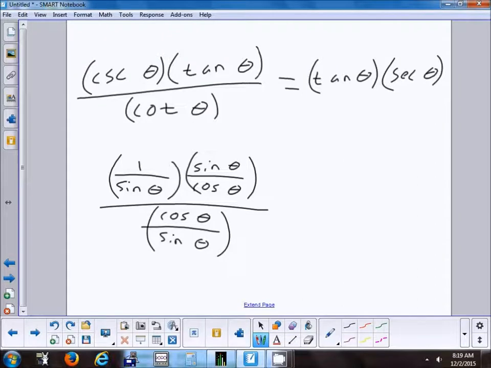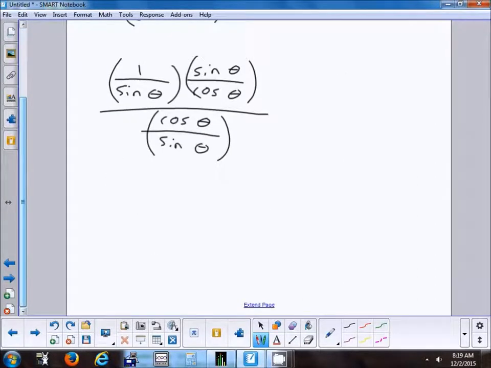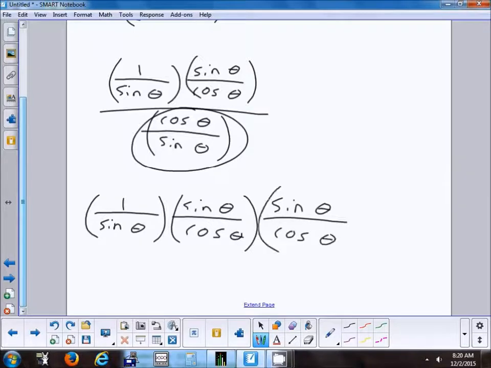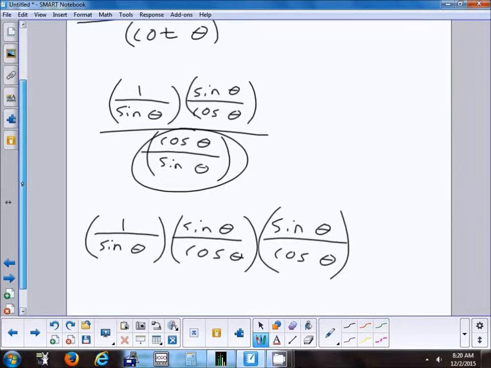Okay, now at this point, what I would do is instead of dividing by cosine over sine, we have a fraction over a fraction. We're going to flip what's in the bottom and change it to multiplication. So we have 1 over sine times sine over cosine times another sine over cosine. Now, let's go back and look at the final answer.